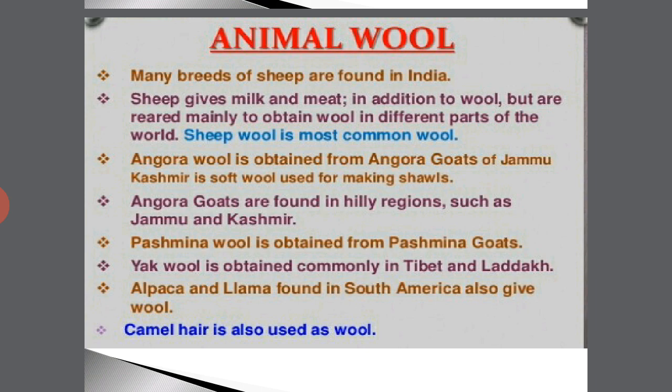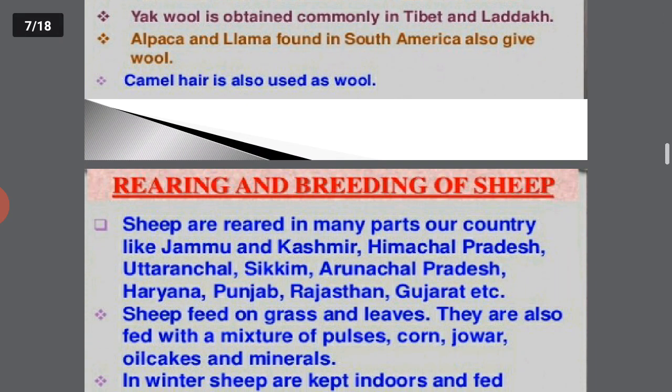Pashmina wool is obtained from Pashmina goats, commonly in Tibet and Ladakh. Alpaca and llama found in South America also give wool. Camel hair is used as wool also. So we studied different types of animal wool in this slide: sheep wool, Angora wool, Pashmina wool, yak wool, alpaca and llama wool, as well as camel wool. Let's move further.